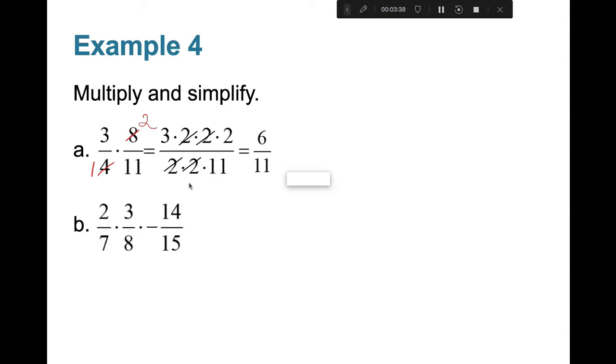Next, I have 2/7 times 3/8 times a negative 14/15. I have 3 factors in this one.